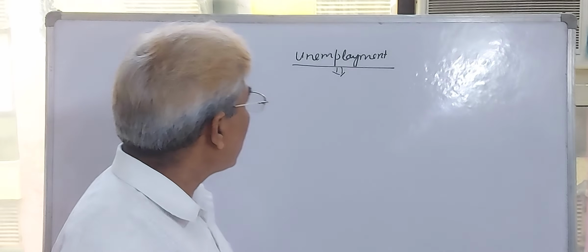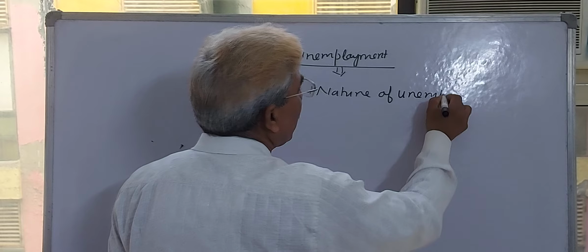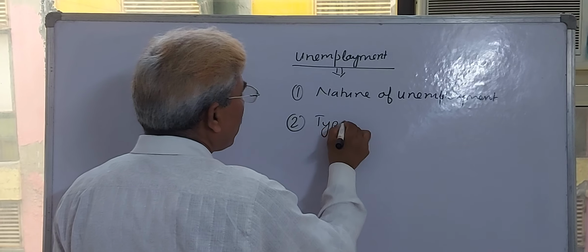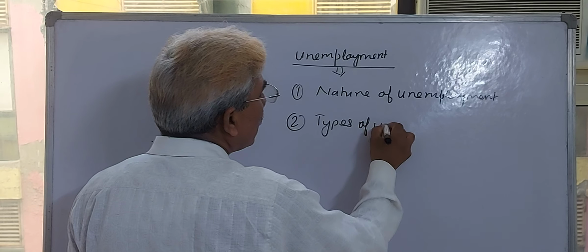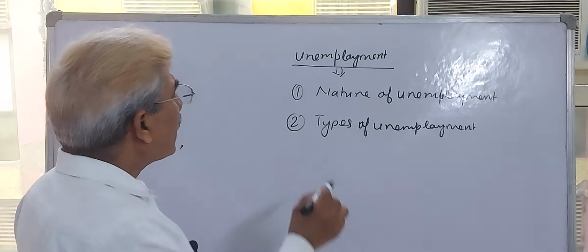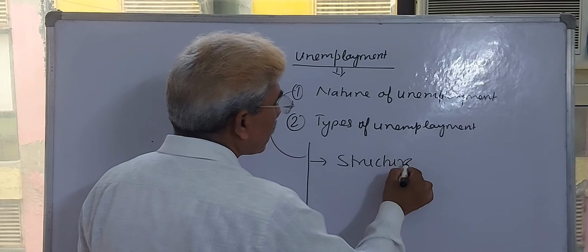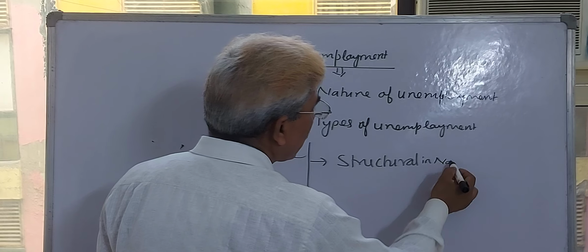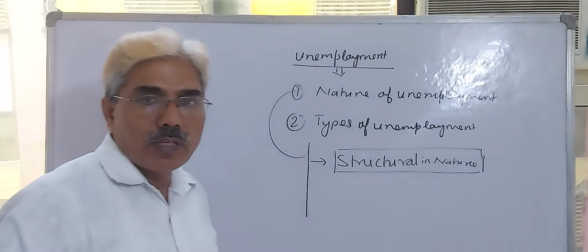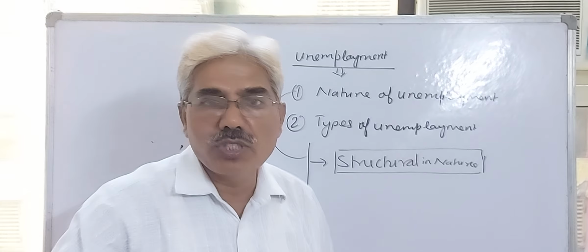If you think about the nature of unemployment and the types of unemployment in India, there are two different concepts. If we think about the nature of unemployment, it is actually structural in nature. What does it mean? The structure of our economy is responsible for the problem of unemployment. What kind of structure? The economic structure, which is determined by our social structure.